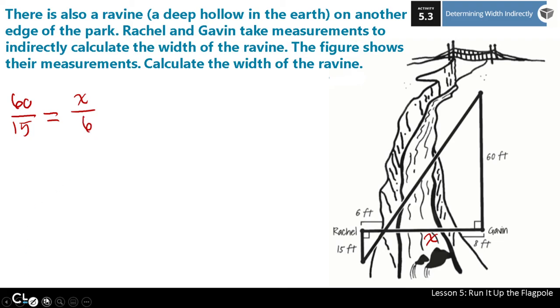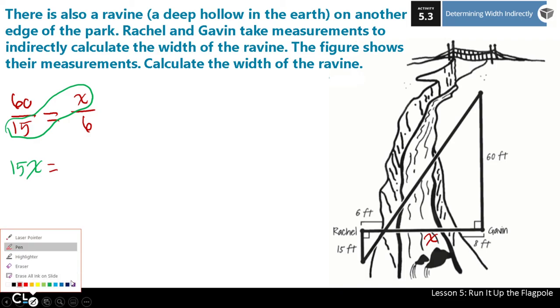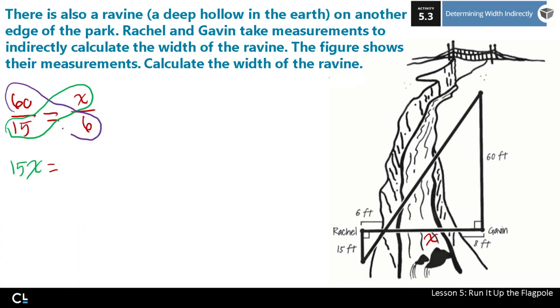So then, once again, what we do is we cross multiply. I'm going to do 15 times X, which will give me 15X equals 60 times 6, should give me 360. And then we divide by 15. It cancels, and we're left with X equals 360 divided by 15. And that's going to leave me with 24.